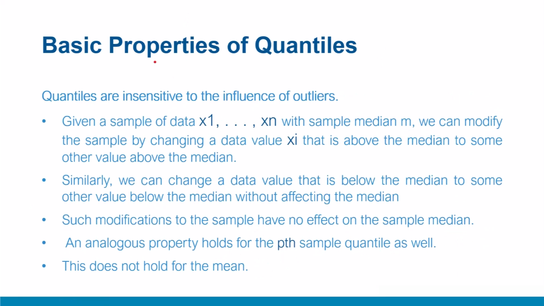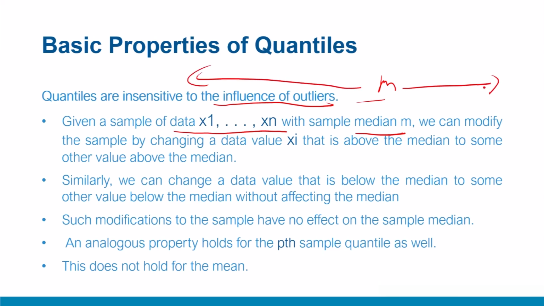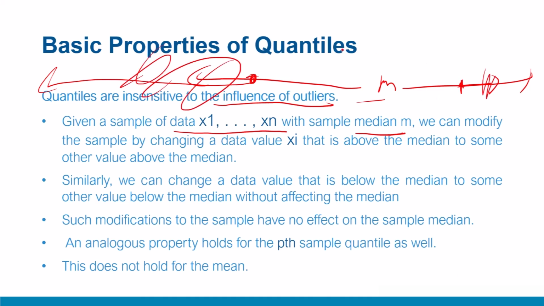There is another very useful property of quantiles that is often employed: quantiles are insensitive to the influence of outliers. Suppose in a given sample of data x1 to xn with a sample median m, if I by mistake replace a value lower than the median with a very low value, or a value higher than the median with a very high value, then as long as the values are not switching sides, the median will remain unchanged. Such modifications will not have any effect on the sample median.